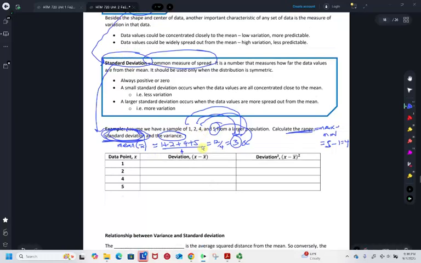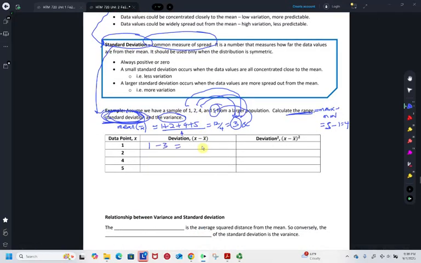So to begin with, we say, how far is 1 from 3? That's negative 2. How far is 2 from 3? Negative 1. How far is 4 from 3? 1. How far is 5 from 3? 2. You might notice that some of these numbers are negative, some are positive. We don't usually like that in statistics, so we're going to bring them to the same scale by squaring each of them, which would give rise to only positive numbers. So you have negative 2 squared, which is 4, negative 1 squared, which is 1, 1 squared, which is 1, and 2 squared, which is 4.